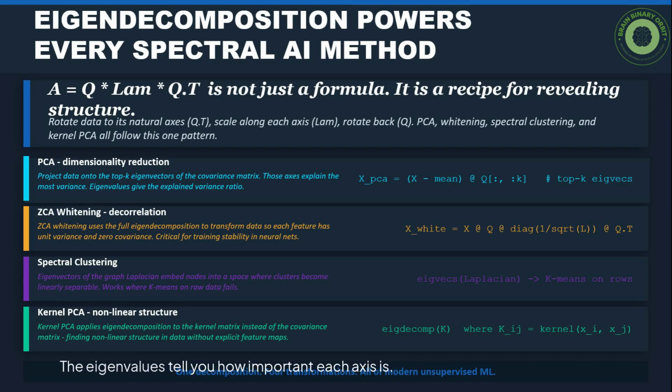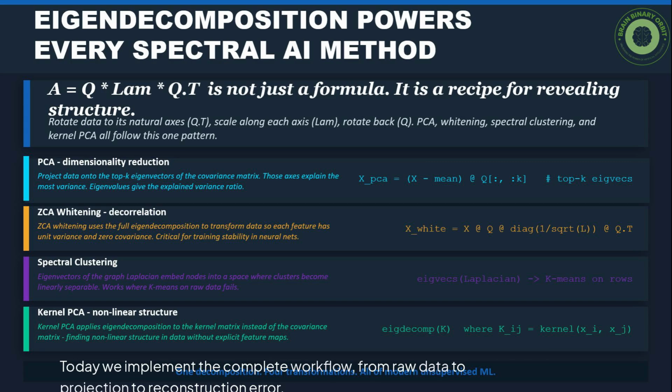The eigenvalues tell you how important each axis is. The eigenvectors tell you which direction each axis points. Today we implement the complete workflow, from raw data to projection to reconstruction error.